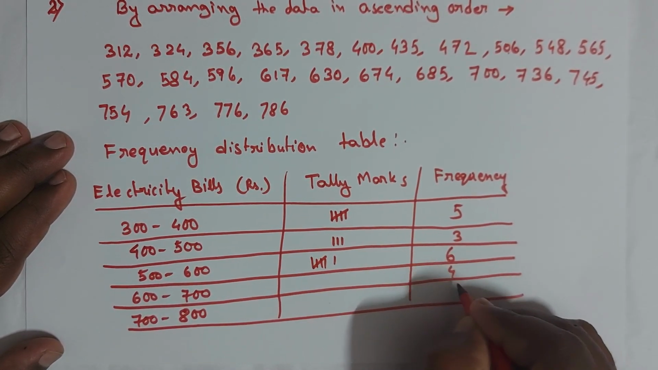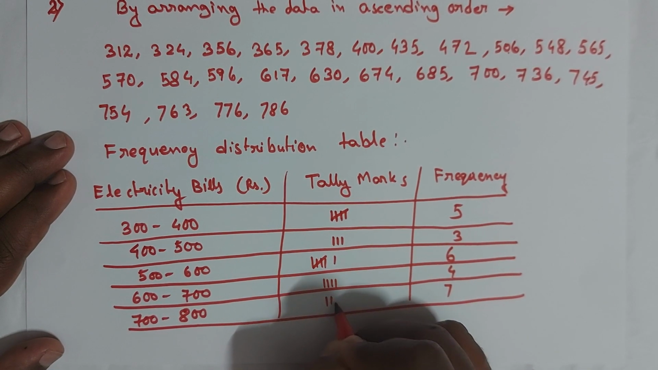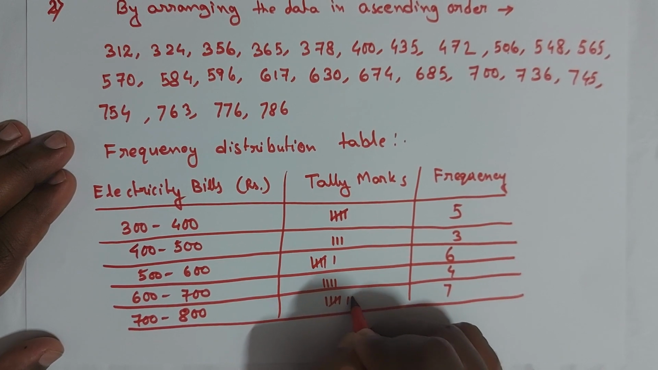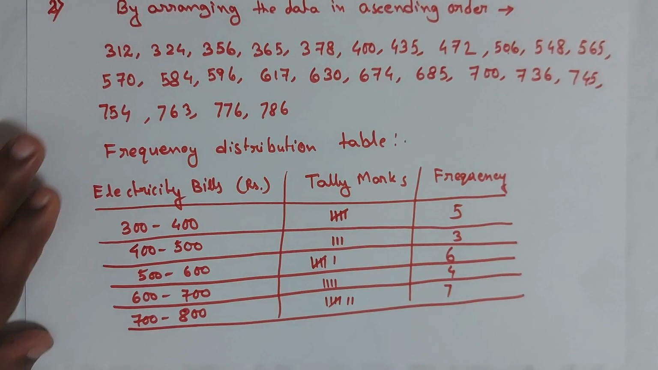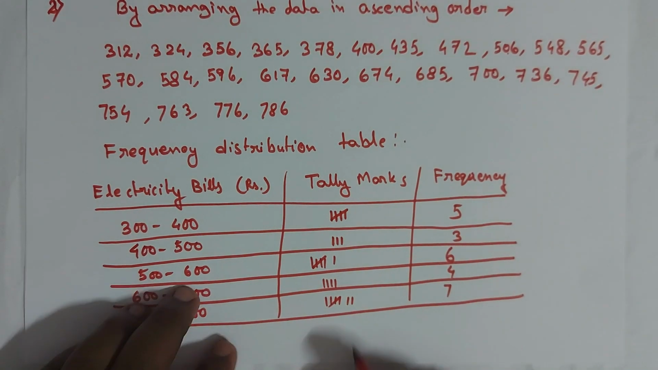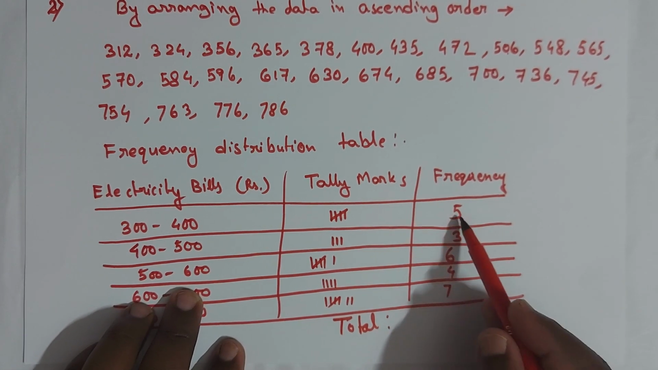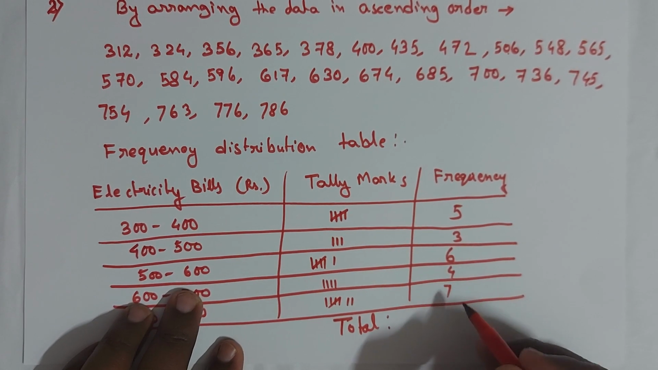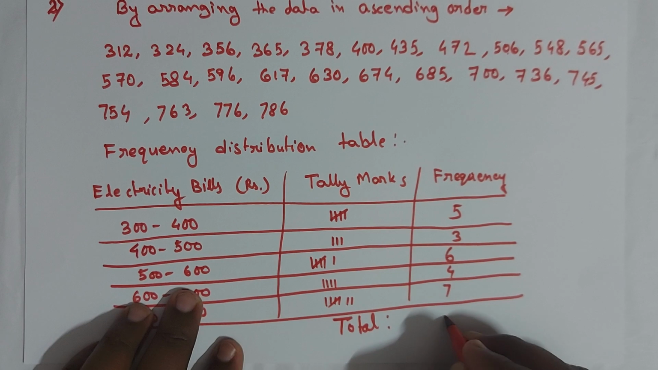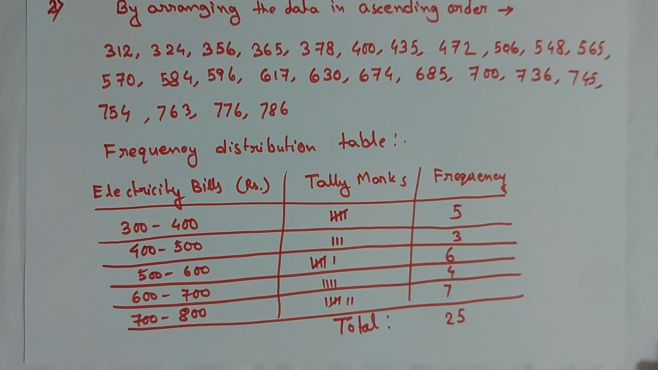Then this is 4, this is 7. 1, 2, 3, 4. 1, 2, 3, 4, 5, 6, 7. See, 1, 2, 3, 4, 5, 6, 7. So in total it will be 5 plus 3, 8, plus 6, 14, plus 4, 18, plus 7 is 25. Okay, so this is done.